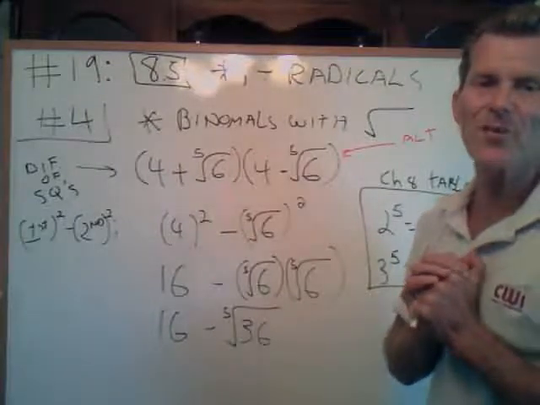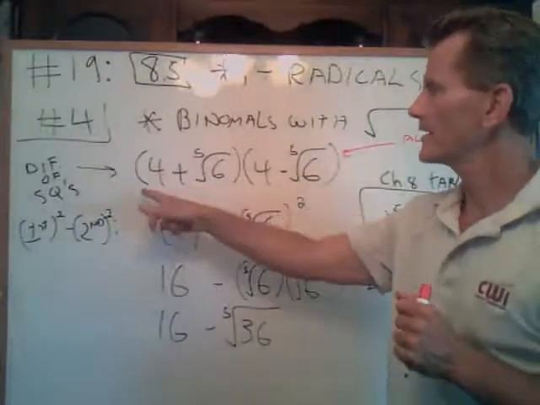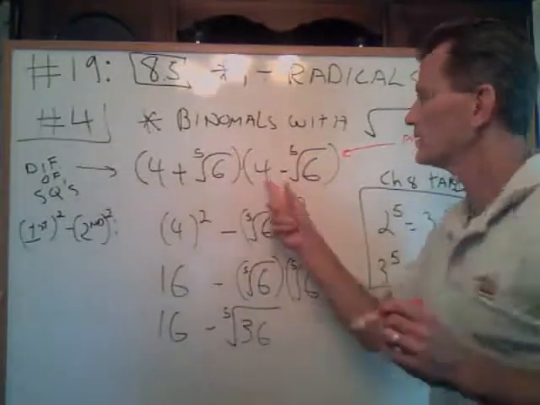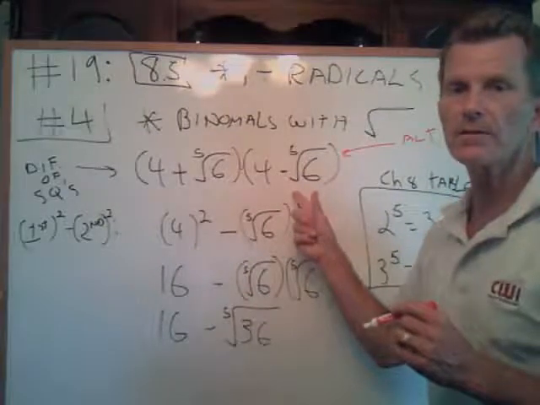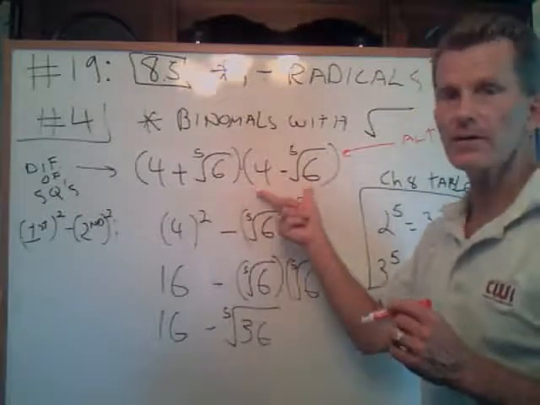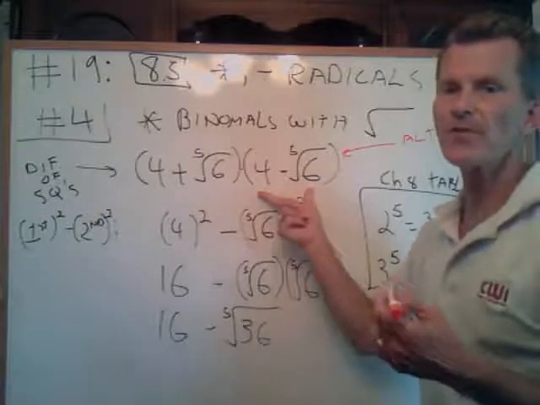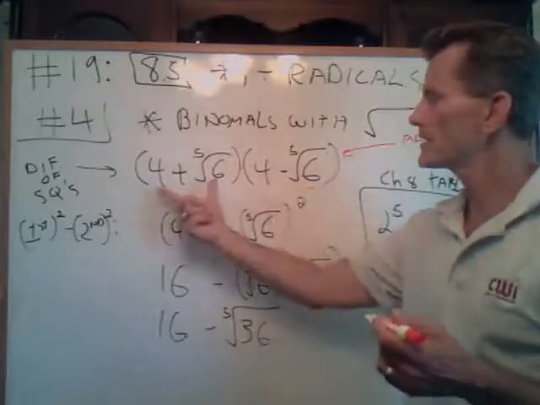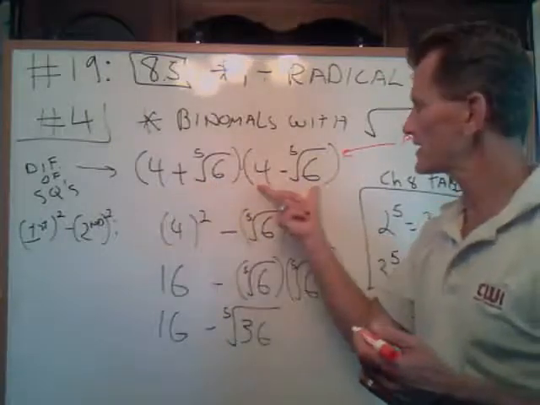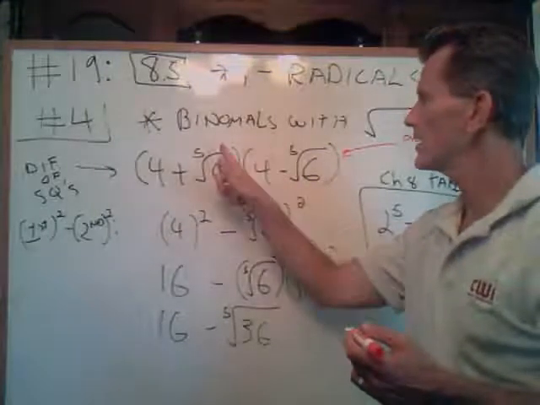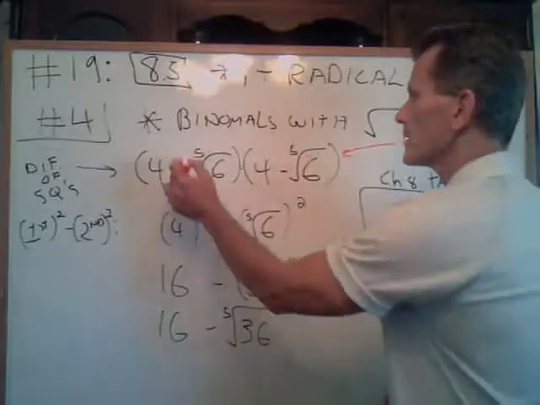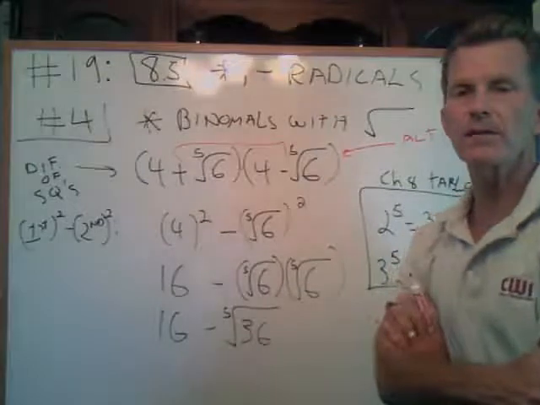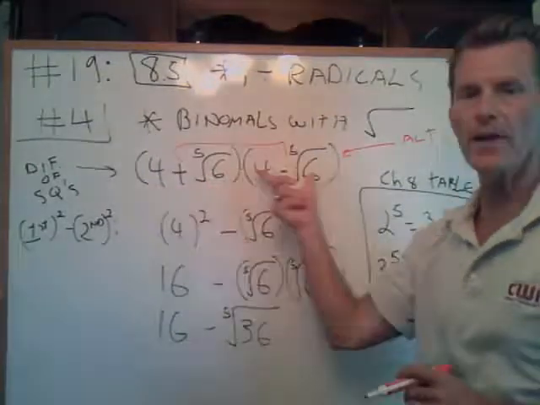Okay, so here's the problem here. Number 4 is you're taking a binomial and you're multiplying it by its, hopefully you know the answer. Okay, this is called the conjugate. It's a binomial, and when it's multiplied by the exact same thing, notice the first terms and the second terms are exactly the same except for what? What's the difference? The signs. It's a plus and a minus. That's a binomial multiplied by its conjugate.